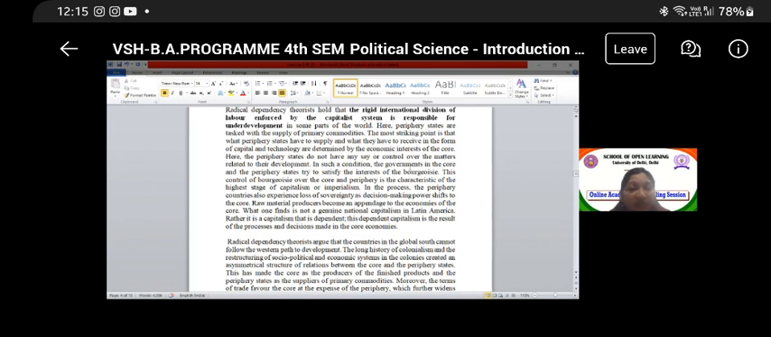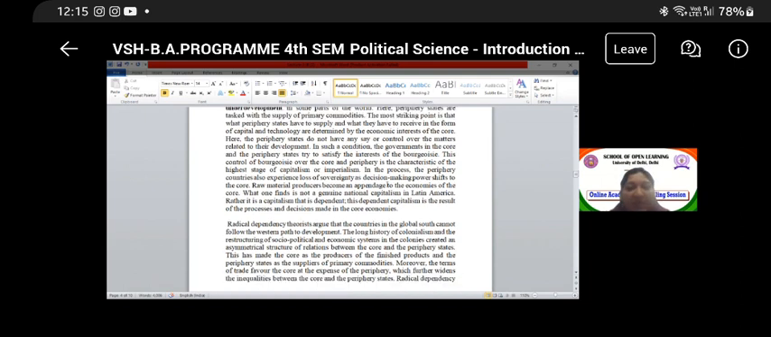In such a condition, the governments in the core and the periphery states try to satisfy the interest of the bourgeoisie, that is, the affluent. This control of the bourgeoisie over the core and periphery is the characteristic of the highest stage of capitalism, or imperialism, where the world is divided into these two different classes.